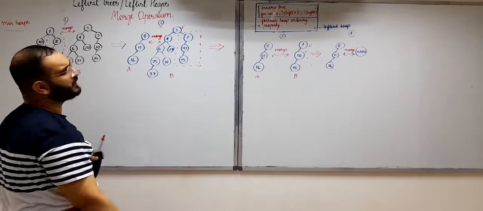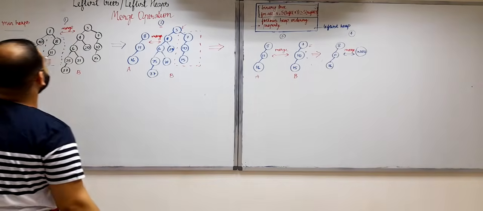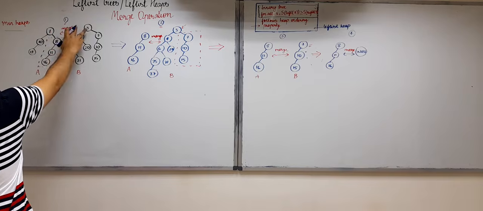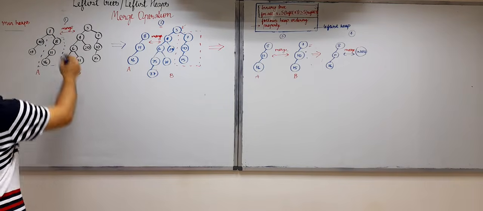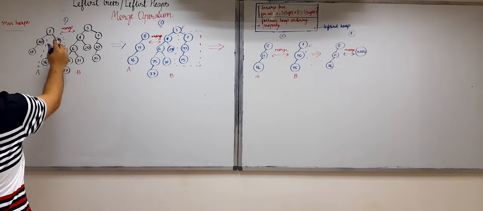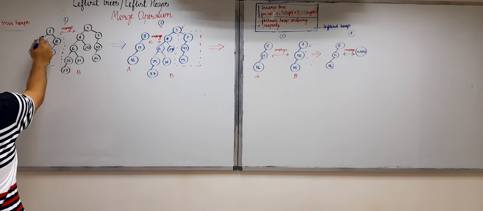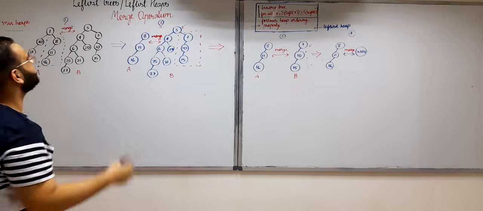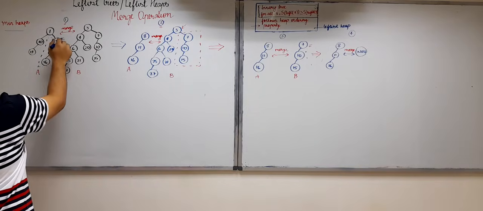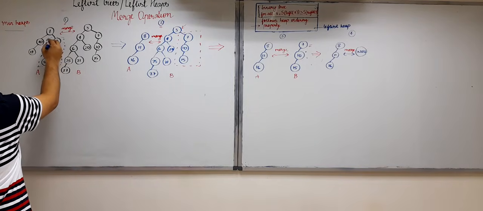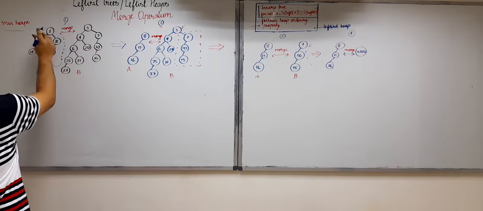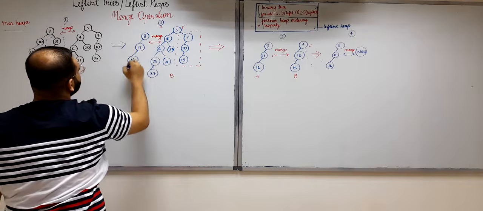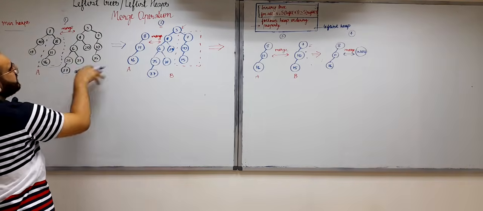So every time what are we doing? We are actually comparing the roots of both the leftist heaps. Here we compared the roots of 1 and 3. We saw that 1 is smaller. So we take that leftist heap and we make a new leftist heap out of the leftist heap that has a smaller root by considering only its right subtree, and we take the other leftist heap as it is, right?